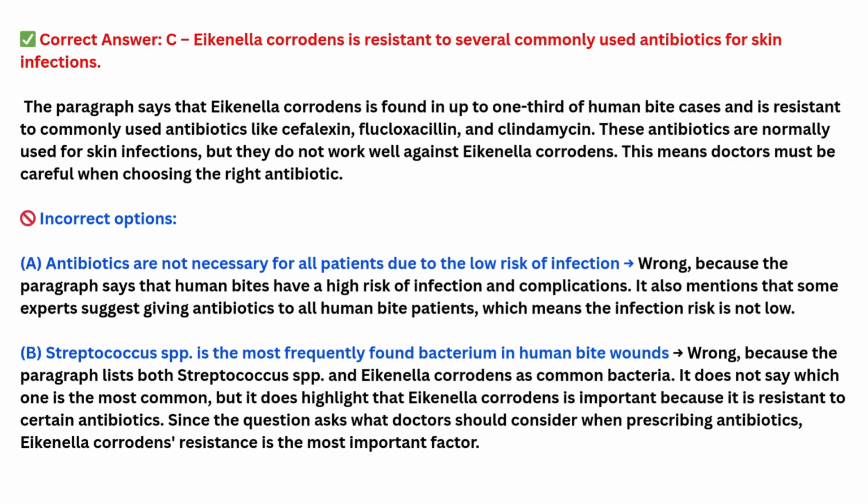Correct answer. C. Eikenella corrodens is resistant to several commonly used antibiotics for skin infections. The paragraph says that Eikenella corrodens is found in up to 1/3 of human bite cases and is resistant to commonly used antibiotics like cephalexin, flucloxacillin, and clindamycin. These antibiotics are normally used for skin infections, but they do not work well against Eikenella corrodens. This means doctors must be careful when choosing the right antibiotic.